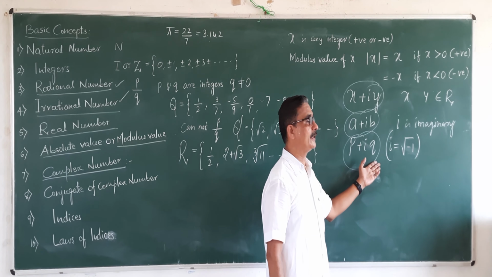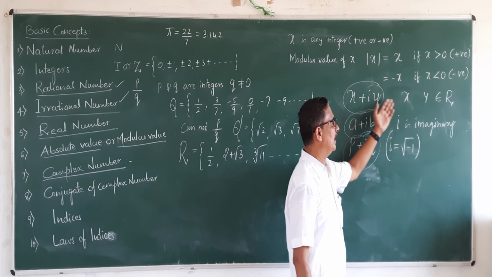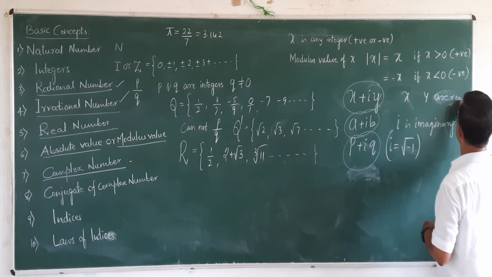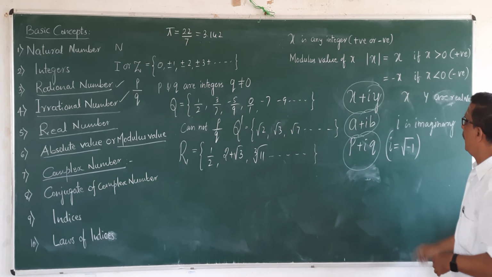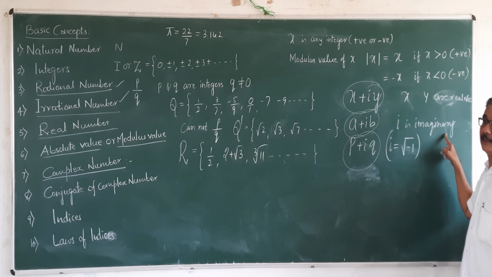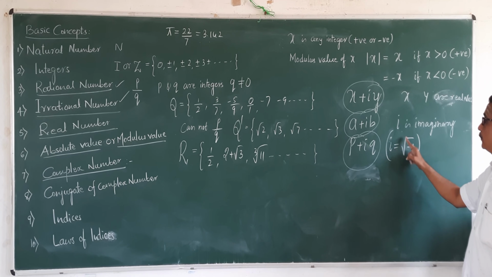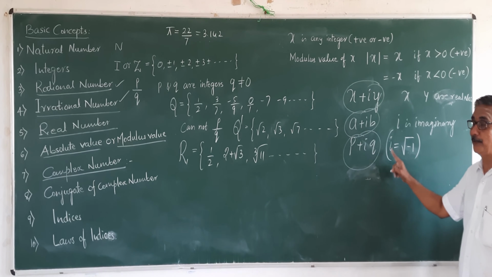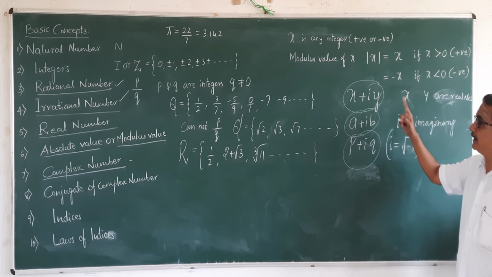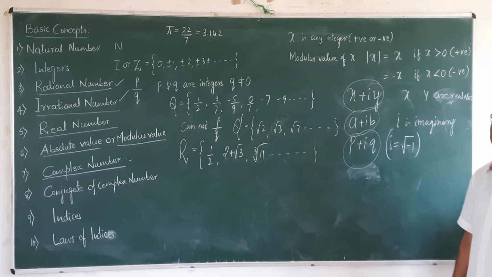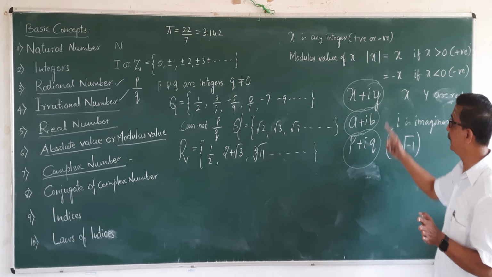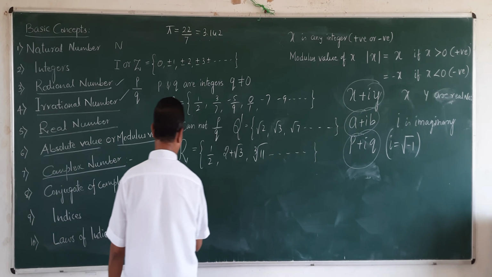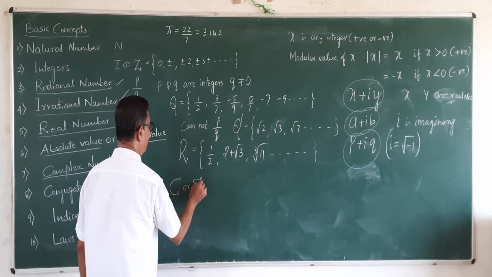Or p plus iq. Okay, where x and y are what? Real numbers. x and y must be real numbers. Okay, and i value is imaginary. The value of i is equal to under root of -1. Root of -1 denoted by what? i. This expression is known as complex number. Clear? Now the set of complex numbers is denoted by capital letter C or Z.